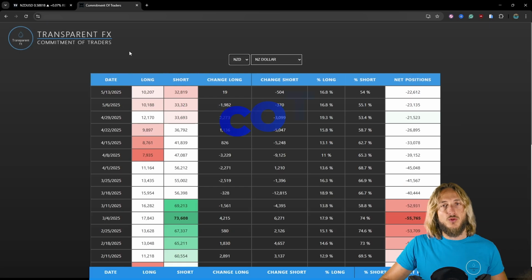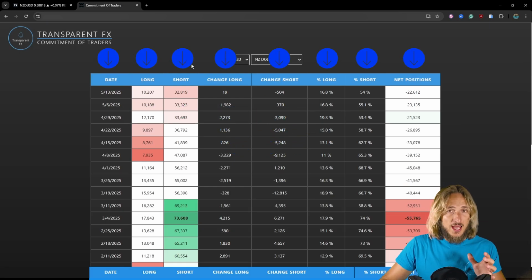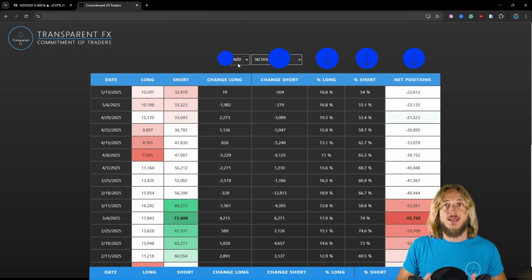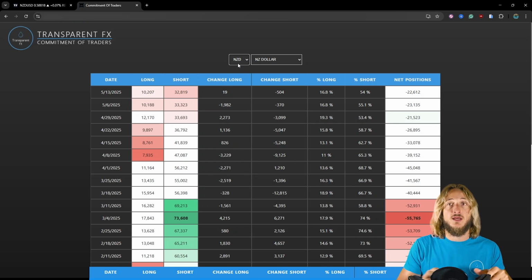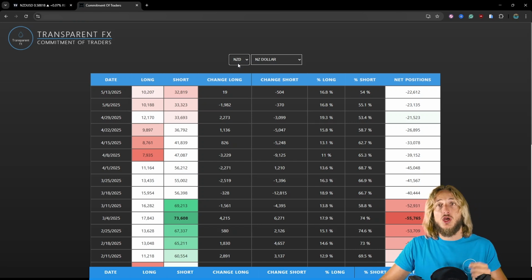Now, if we move to the commitment of traders analysis to see what institutions in the market are doing, and we look at the data for the NZD, the first thing that we have to keep in mind is that if we are looking at the data for the NZD, we're actually already looking at NZDUSD, because all currencies on the spot are traded against the USD.